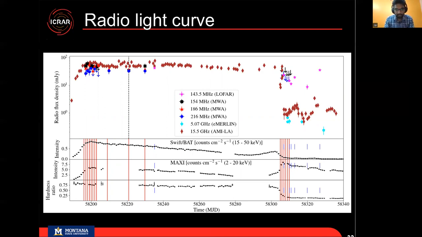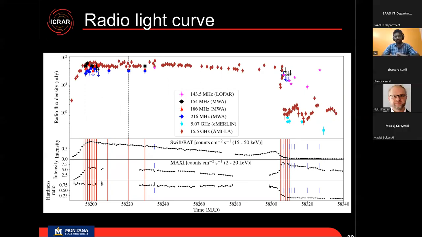In pink, I've shown the LOFAR observations. Can you see my cursor where I'm moving it? You can see there is a transition of the states, and there is the detection of a transient jet that was confirmed by MeerKAT also, because there was a paper in Nature Astronomy by Bright et al. They talk about this particular MeerKAT detection in that paper. But LOFAR also detected this source, and you can see that we detected the variability at 143 megahertz also.